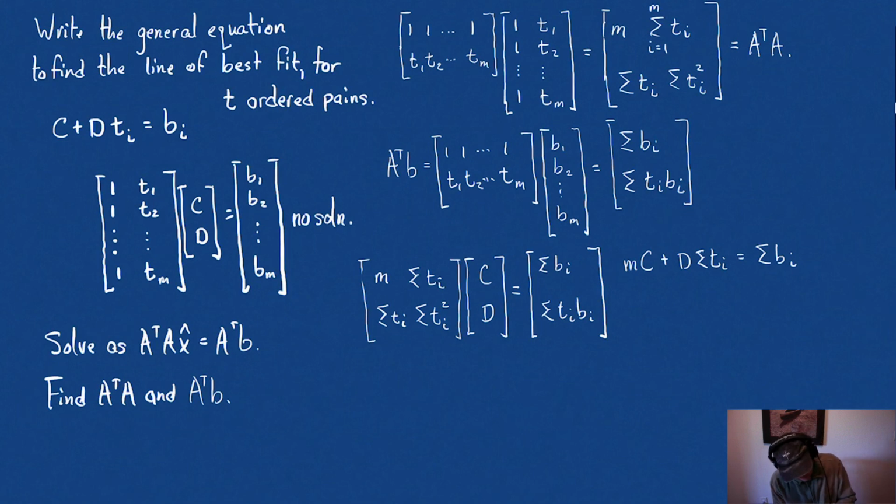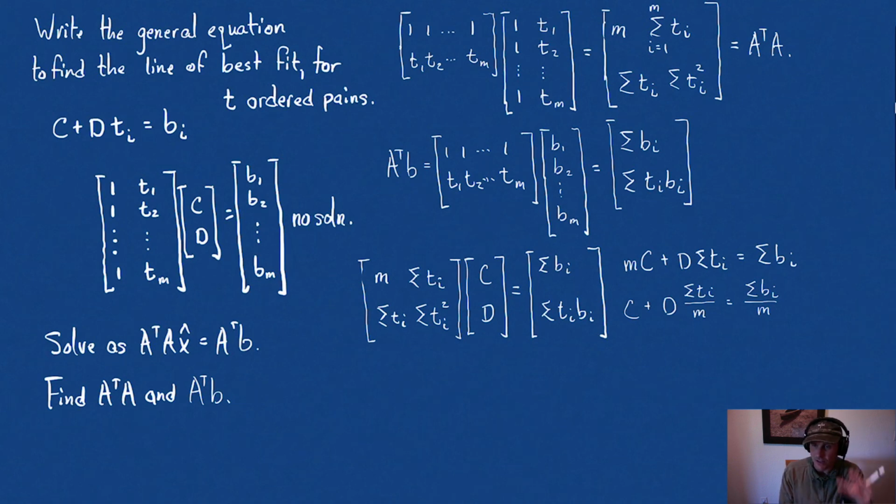Divide everything by m. So this is c plus d times the sum of the t sub i's divided by m, equal to the sum of the b sub i's divided by m. Well, notice this. What is the sum of the ti's divided by m? Or the sum of the bi's divided by m? Think about that. You take the first t value plus the second t value plus the third one. Say there's 3. Add them up and then divide by the number of t's. Well, that's the average.